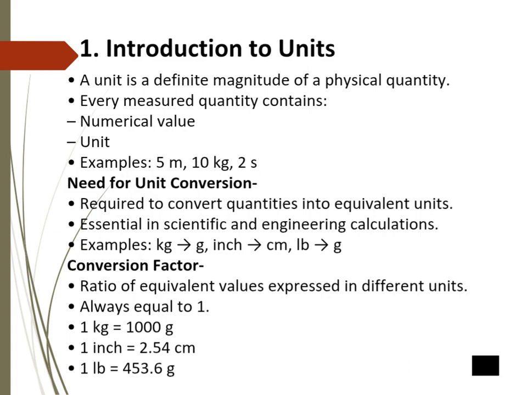For example, 1 kilogram equal to 1000 grams. Here 1000 is the conversion factor between kilogram and gram. Now let's see a second example. 1 inch equal to 2.54 centimeter. Here 2.54 is the conversion factor between inch and centimeter, and 1 lb equal to 453.6 gram.